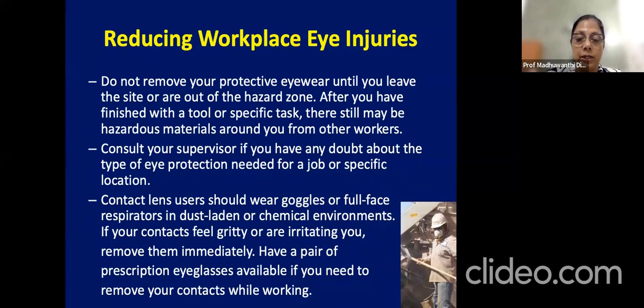And also, if there is any doubt about any type of protective eyewear, they have to bring it to the notice of their supervisor. And sometimes contact lens users will have more problems. So they will have dust and chemicals causing problems for their contact lenses. So they have to be specially advised on how to use them.